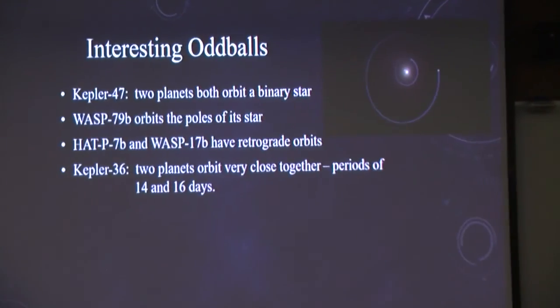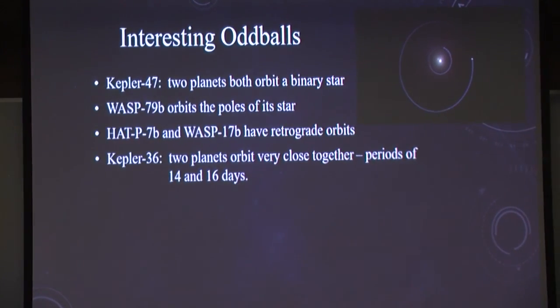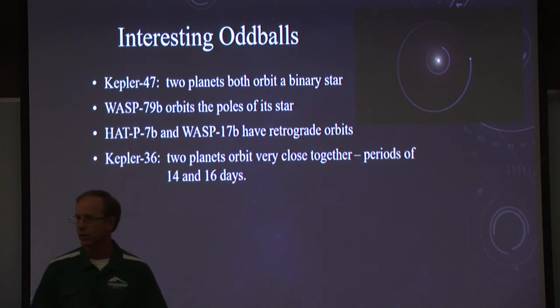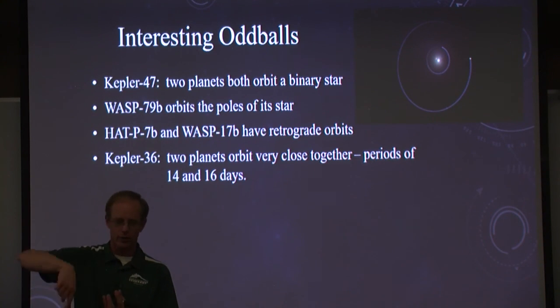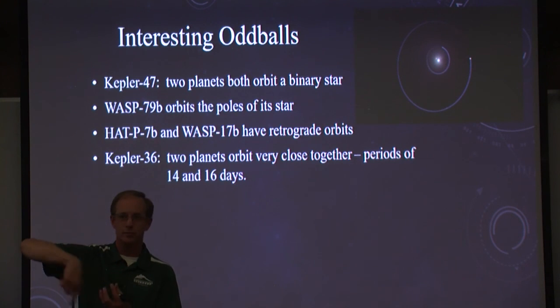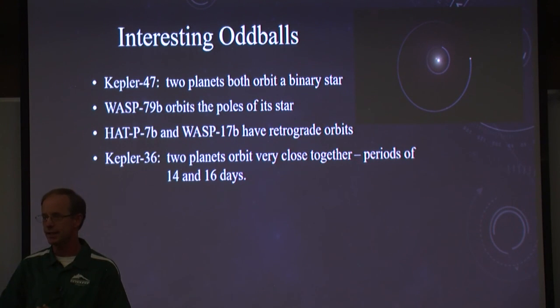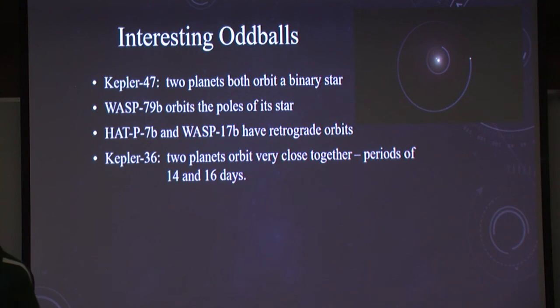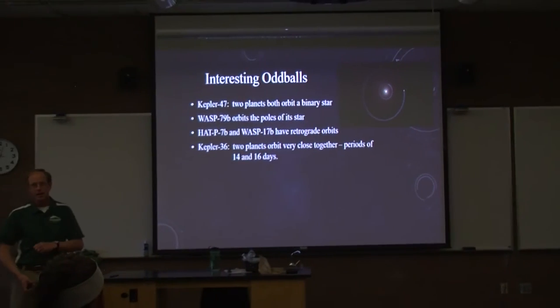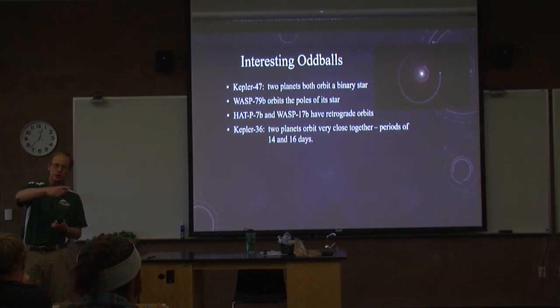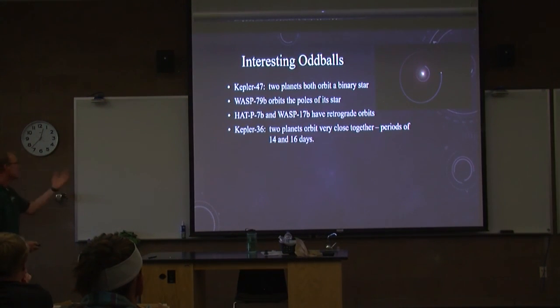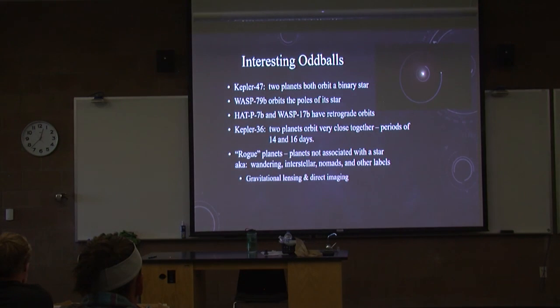Kepler-36, these are two planets that are really close together and hard to imagine how you would end up there as well. They have orbital periods of 14 and 16 days, right? So going around their star like this, one of them's doing 14 days, one of them takes 16 days, really close in space. Compare that to our solar system, where the Earth is 1 year and Mars is 1.5 years or something of that nature, Jupiter's 5 years and so forth, 14 and 16 days.